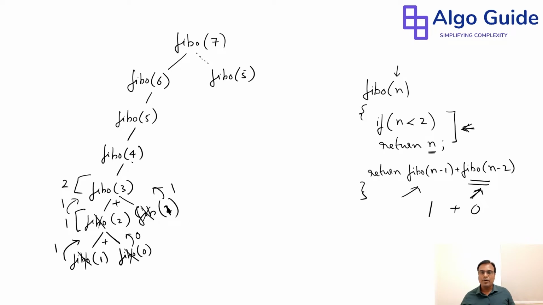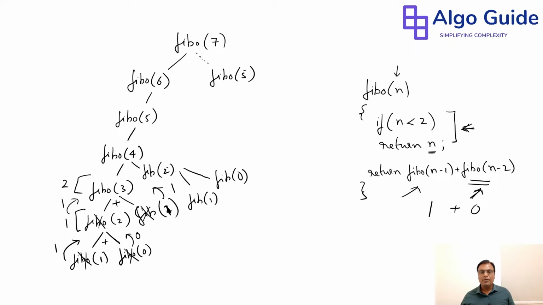Now fib of 4 calls fib of 2. Fib of 2 is not the base condition, so fib of 2 again calls fib of 1 and fib of 0.